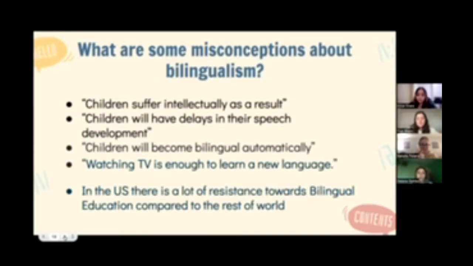Another misconception is that children will automatically learn the language. That could be by watching TV in another language. But research has also proven that that's not the case. Children need communication in order to properly learn the language and how it works. In the United States, there is a lot of resistance towards bilingual education compared to the rest of the world. Ironically, since the United States has a large population of immigrants.